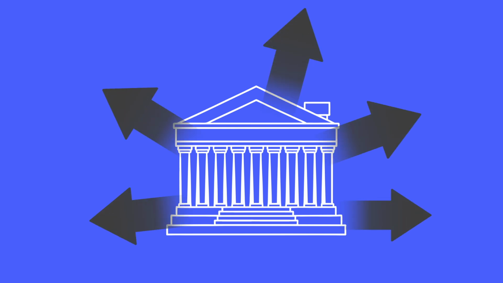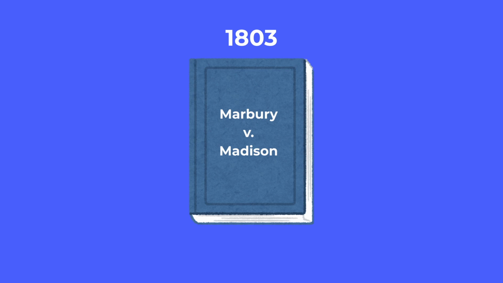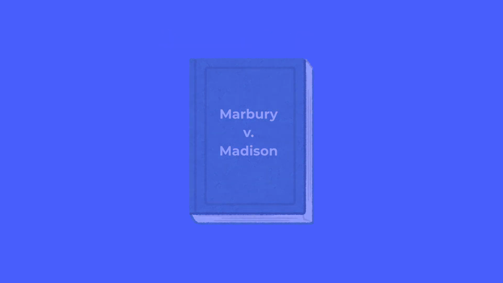As the new federal system took shape, the Supreme Court's role continued to evolve, leading to one of the most important shifts in American legal history. In 1803, Marbury versus Madison made history. In this landmark decision, the Supreme Court claimed the power of judicial review, the authority to strike down laws that violate the Constitution. This turned the court into a true guardian of the nation's rules.